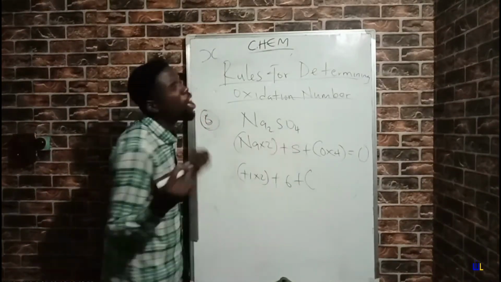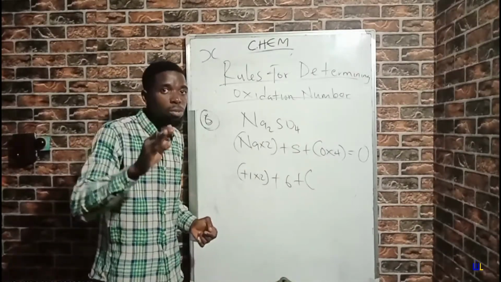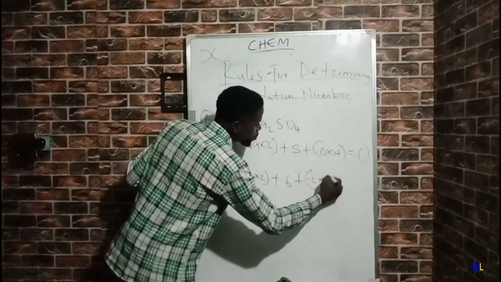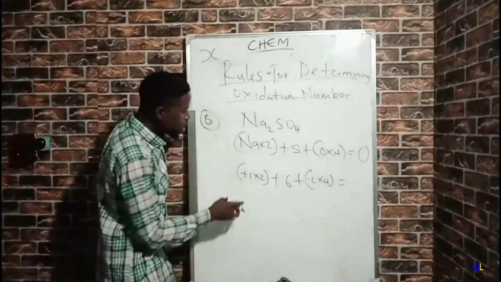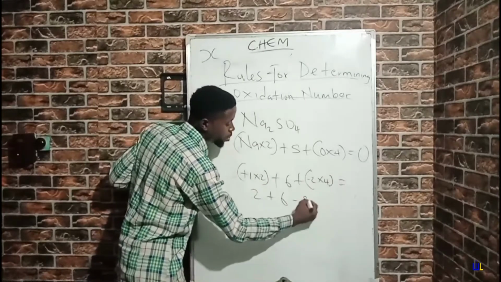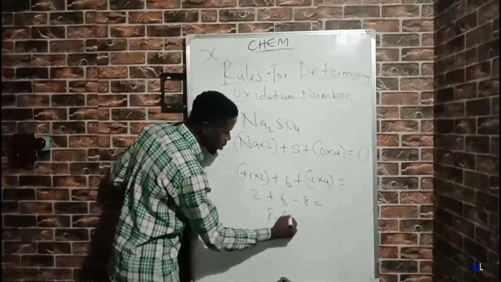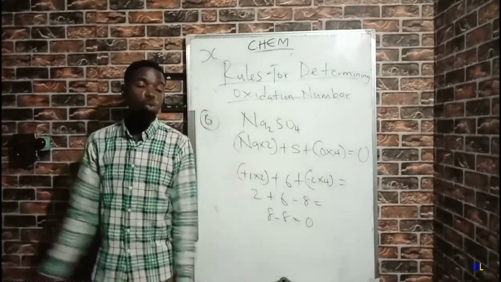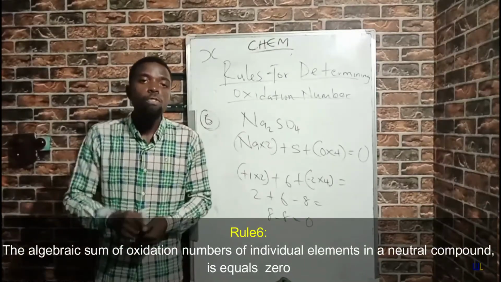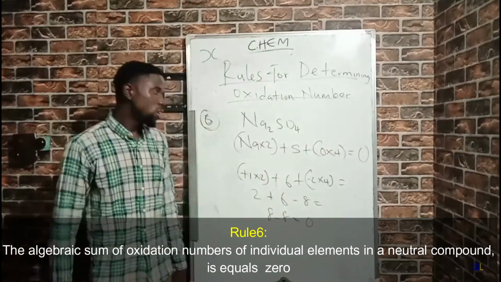Then oxygen is always minus 2 everywhere. The only exception is when oxygen is found in a peroxide. Having said that, we have minus 2 times 4. Let's see if this is going to give us 0. First of all, 1 times 2 is 2, plus 6, minus 2 times 4 is minus 8. 2 plus 6 is 8, minus 8 equals 0. So we're proving that theory, that the algebraic sum of oxidation numbers of individual elements in a neutral compound always equals 0. Let it not confuse you.